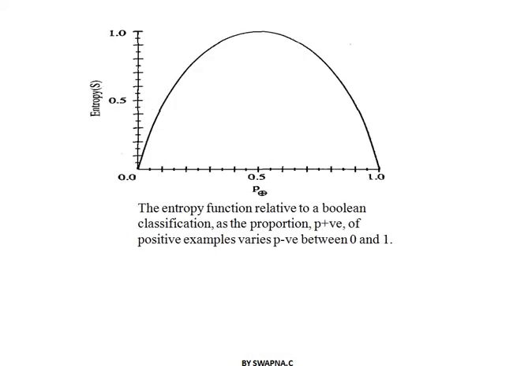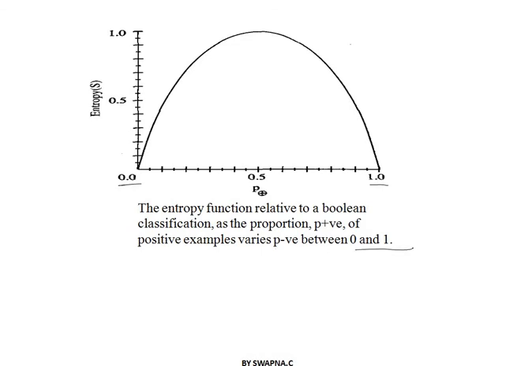Here, to represent that entropy, we took a graphical representation. This is 0 to 1. If all are positive training examples, we will get entropy 0, and if both are equal, we will get entropy value 1. So the entropy function relative to the Boolean classification varies with the proportion of positive training examples and negative training examples between 0 and 1.